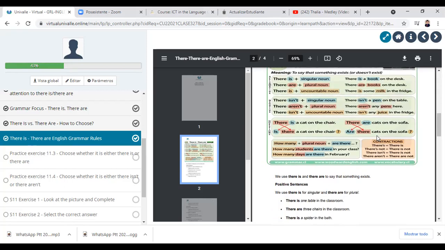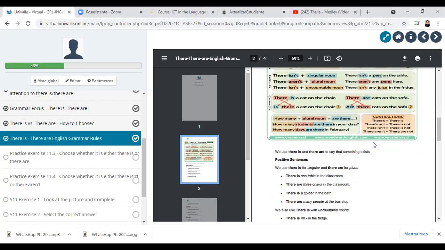Also, we have the negative and interrogative. There isn't plus a singular noun. There isn't a pen on the table. There aren't plus a plural noun. There aren't any pens here. There isn't plus an uncountable noun. There isn't any juice in the fridge. And we have questions: is there plus a singular noun? Are there plus a plural noun?